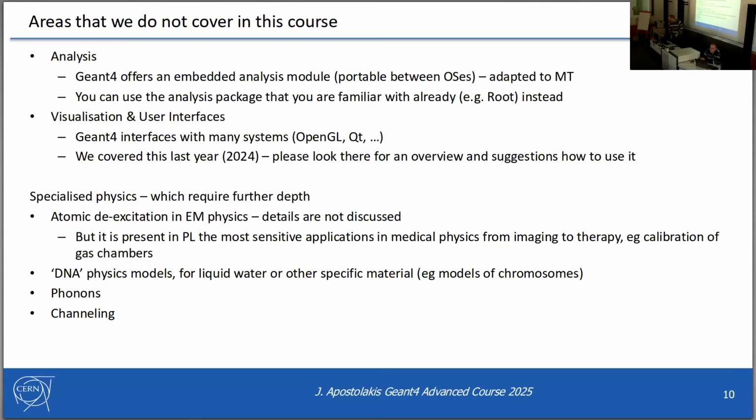I think that's okay. Areas that we do not cover in this course. Geant4 offers a built-in analysis module, which is portable between operating systems and adapted to Geant4MT, to the multi-threading mode. But the idea is that this would be useful for people who want to write a standalone application and take it in different places. If you already have an analysis package, for example, in high-energy physics ROOT, which you utilize otherwise, you can either use it directly, or you can use what exists here to export a file, and then you do your analysis externally. We do not really talk about this. You will hear about the sensitive volumes and hits which you generate, which you can store in different ways, but you will not hear about how to do it.